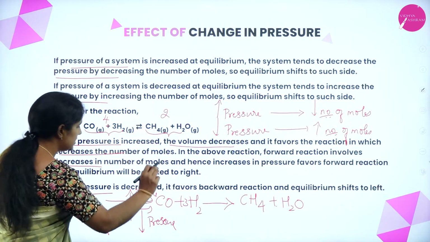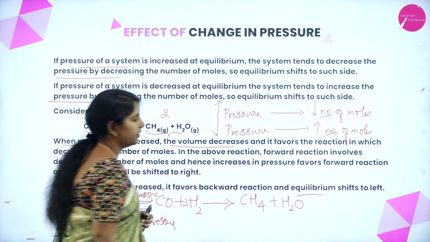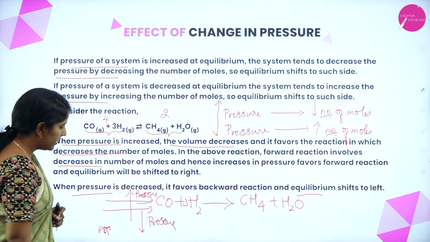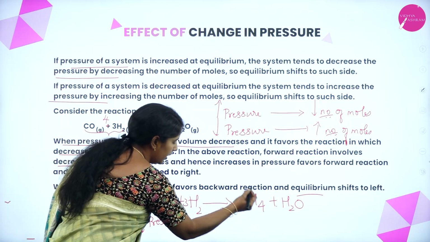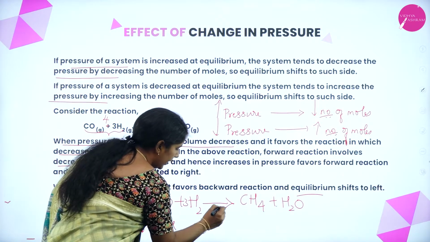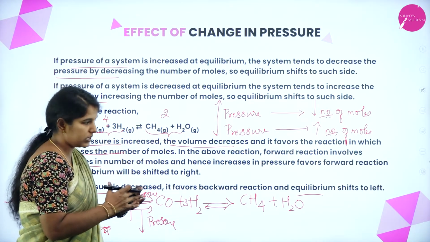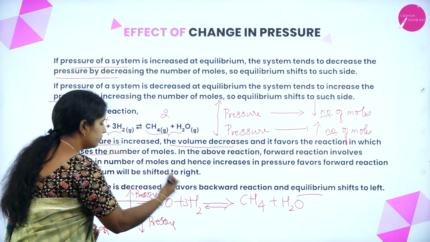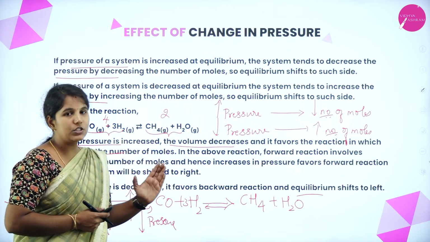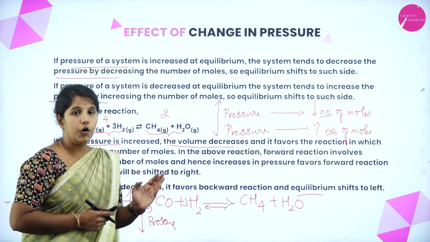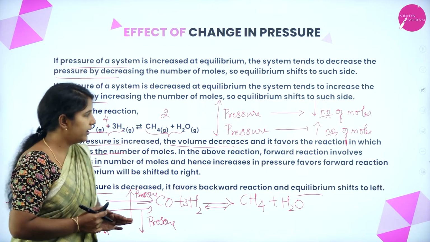When the pressure is decreased, it favors the backward reaction and equilibrium will be shifted towards the left side. You can see that when I decrease the pressure of this system, the product is giving rise to the reactant because it undergoes a decomposition process. Thereby, the number of moles will increase. This is how the effect of pressure on the equilibrium of the system can be easily understood.